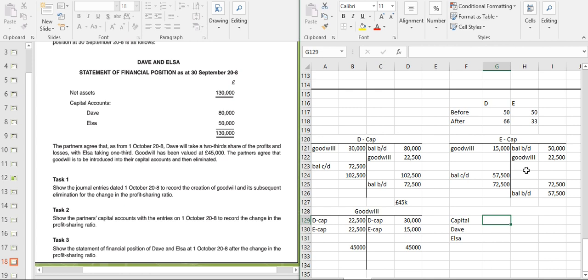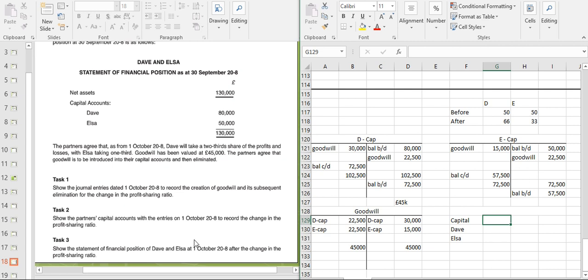Okay, and the reason for that is because Dave has taken 16%, an increase of 16%. Elsa has reduced her share by 16. Dave's taken on 16. Elsa's reduced 16. Dave has paid Elsa off through £7,500 for the additional share in the business.